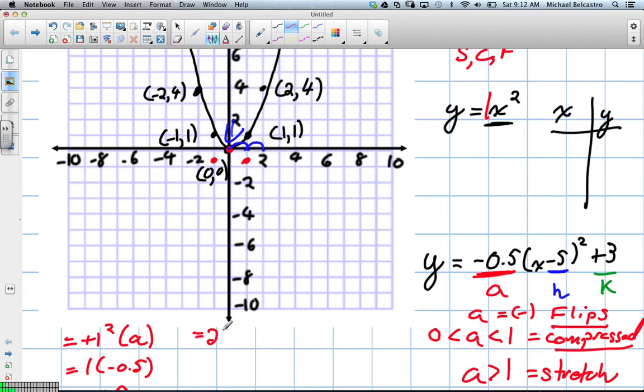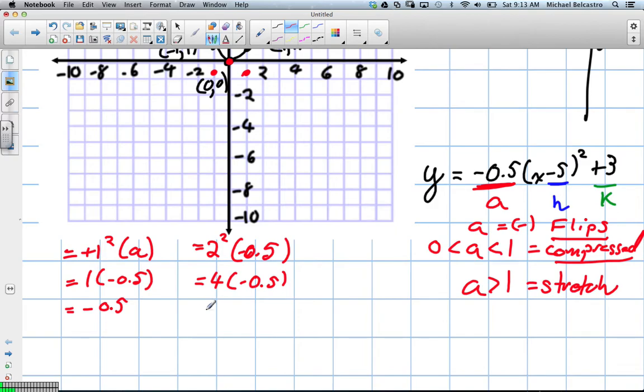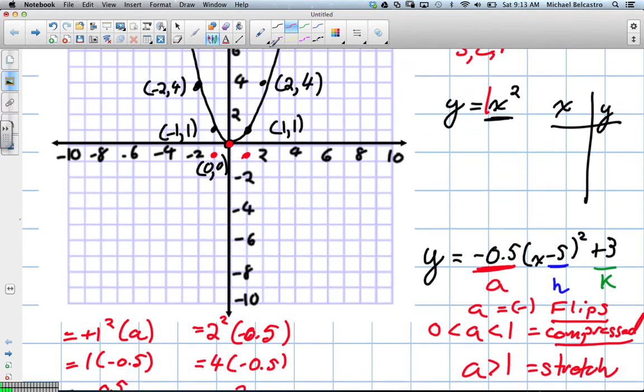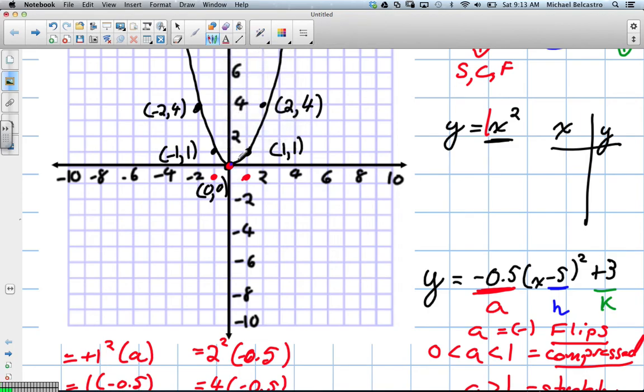I take 2, and I have to square it, and then I have to multiply it by my a value, which is negative 0.5. So 2 squared is 4 times negative 0.5. You'd use a calculator here. I'm going to just tell you that it's negative 2. So what that means is we go from the vertex over 1, 2, and negative 2 means we go down 2. So 1, 2. Here's our next point. And it's symmetrical on the other side, so over 2, down 2.